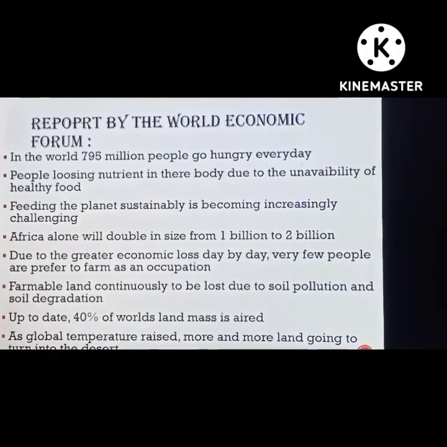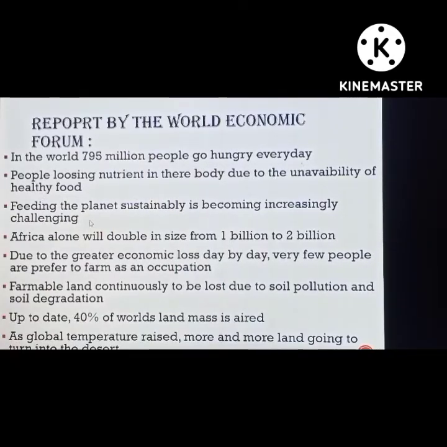Report by the World Economic Forum. In the world, 795 million people go hungry every day. People are losing nutrients in their bodies due to the unavailability of healthy food. Feeding the planet sustainably is becoming increasingly challenging.